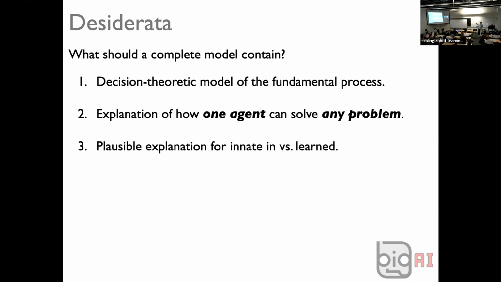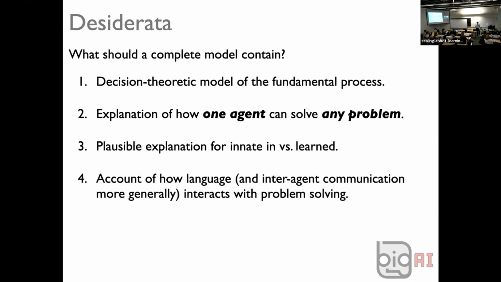The third one is a plausible explanation for innate: what should be built in versus learned. We'll talk about how robotics fits into this kind of abstract model that we're talking about. We'll make it more concrete there. And then finally, we'll talk a little bit about language and inter-agent communication more generally, and how that fits in.